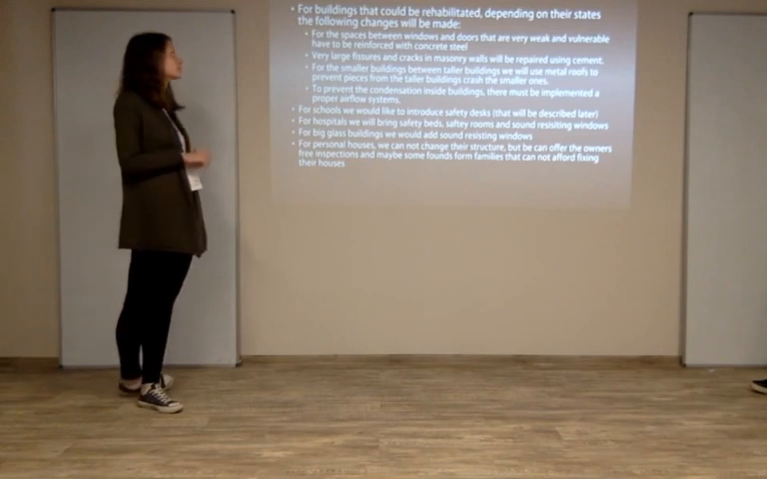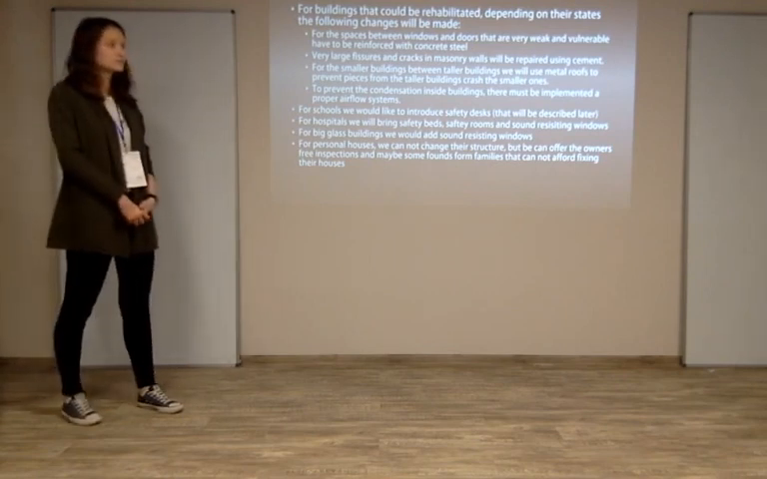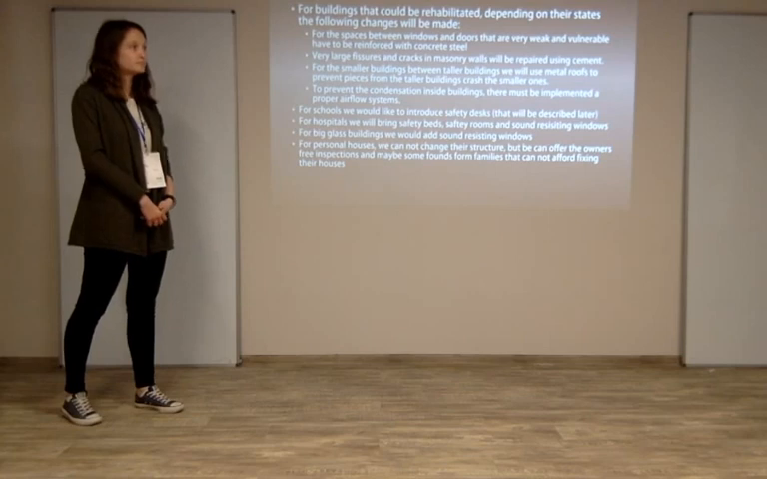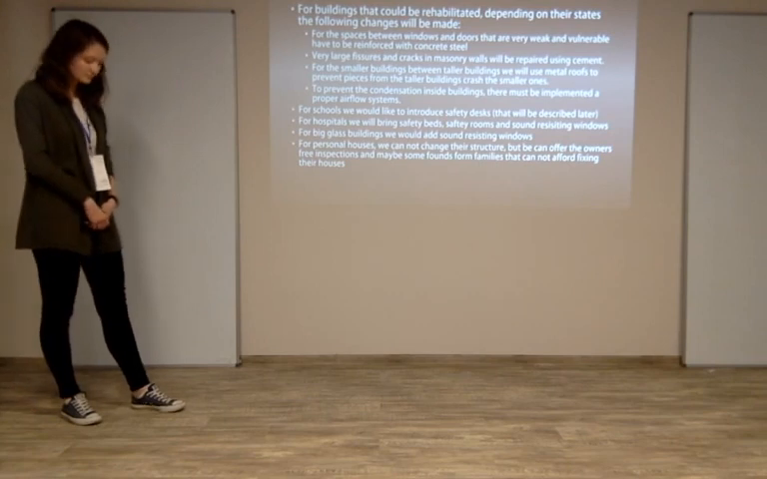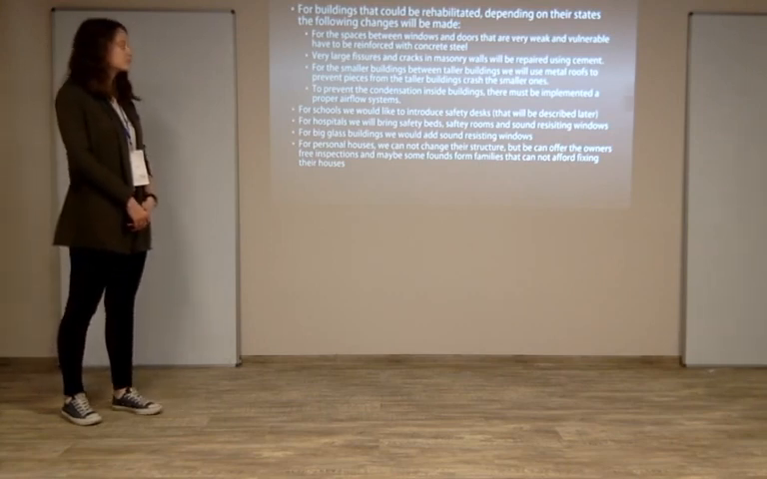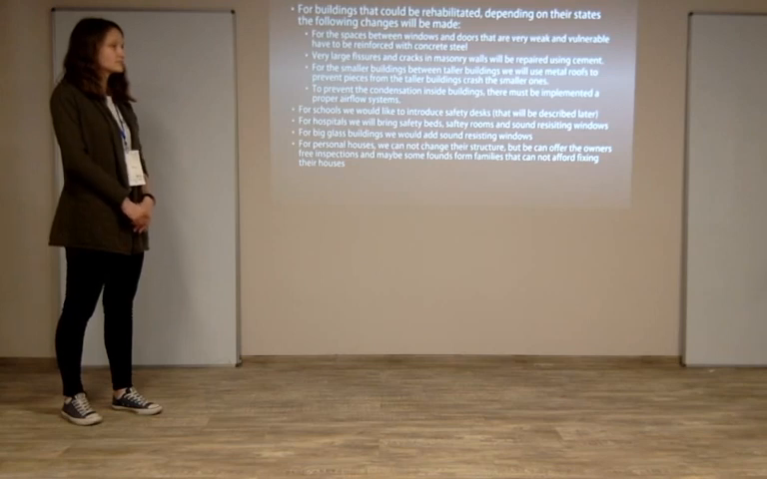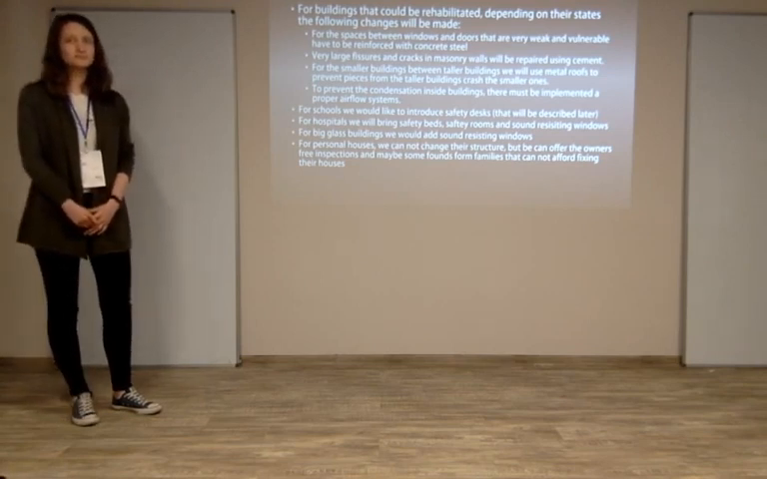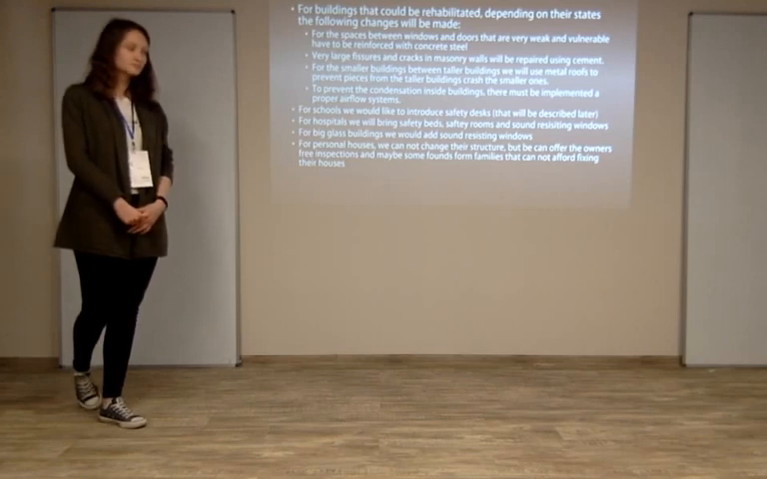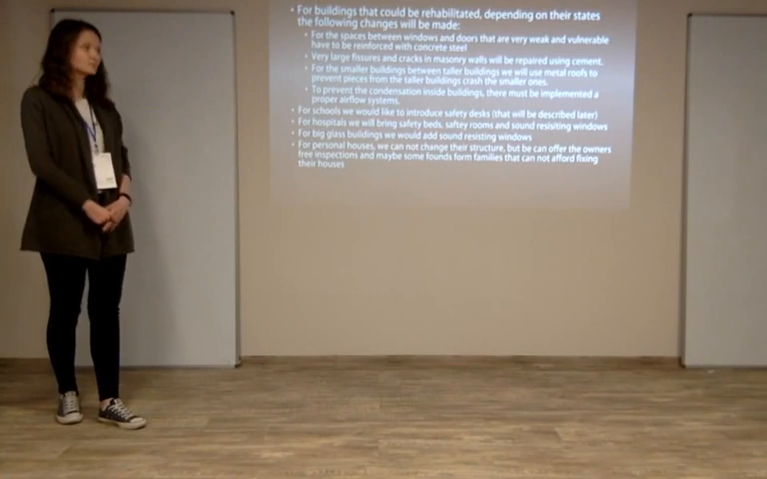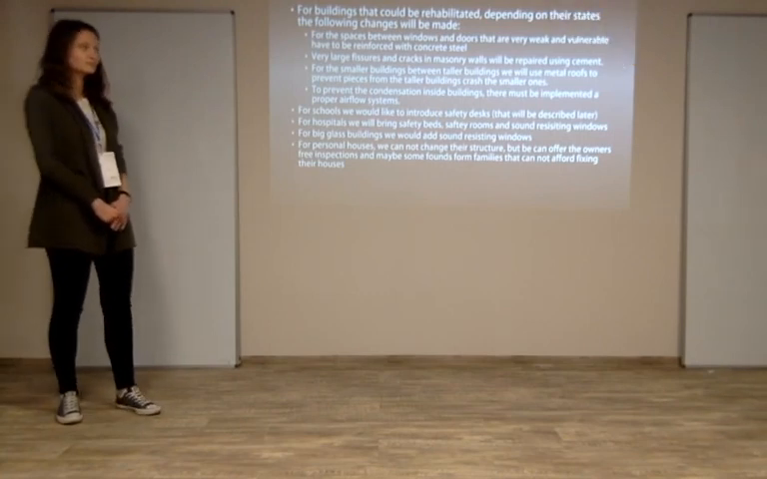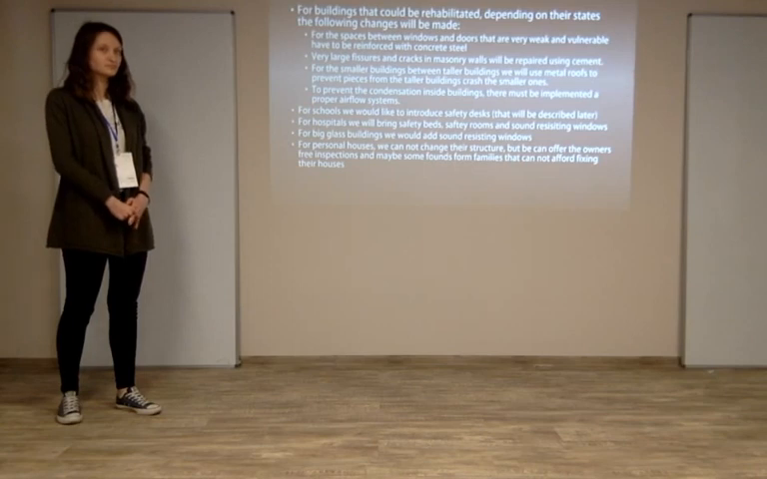Now for the buildings that could be rehabilitated, depending on their state, the following changes will be made. For the spaces between windows and doors that are very weak and vulnerable, we have to reinforce those zones with concrete steel. Very large fissures and cracks in these masonry walls will be repaired using cement. For the smaller buildings between taller buildings, we will use a metal roof because some pieces will fall down on the smaller ones. To prevent the condensation inside the buildings, a proper airflow system must be implemented.